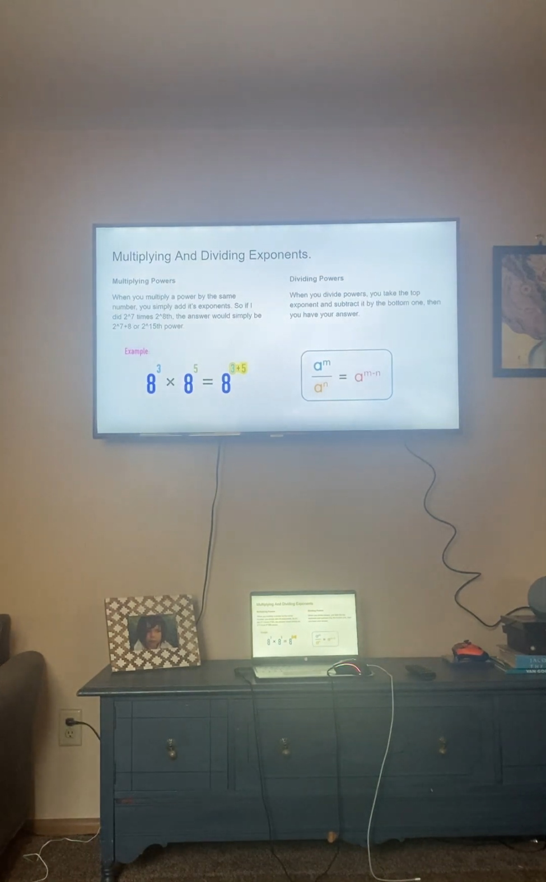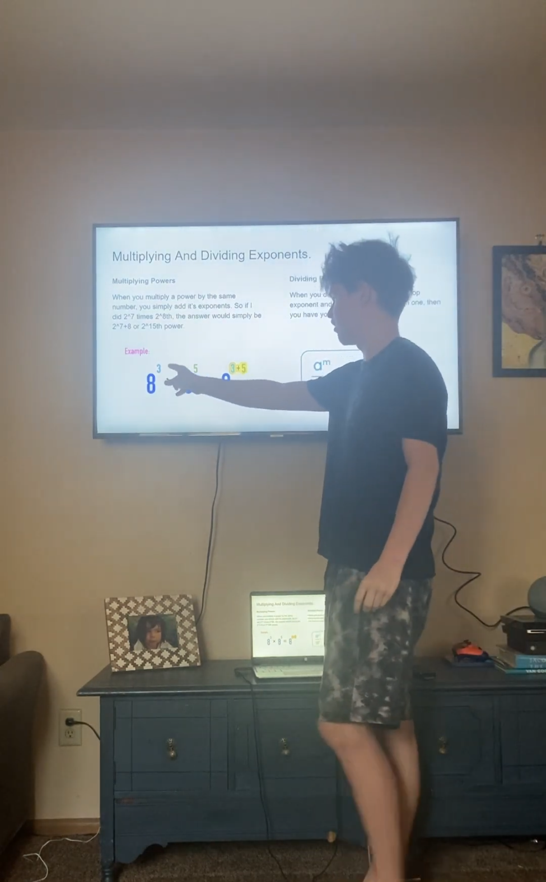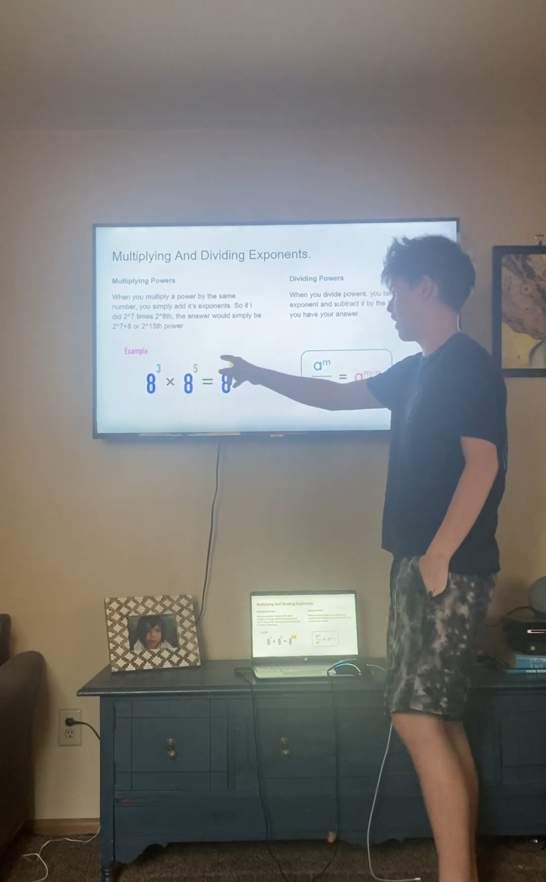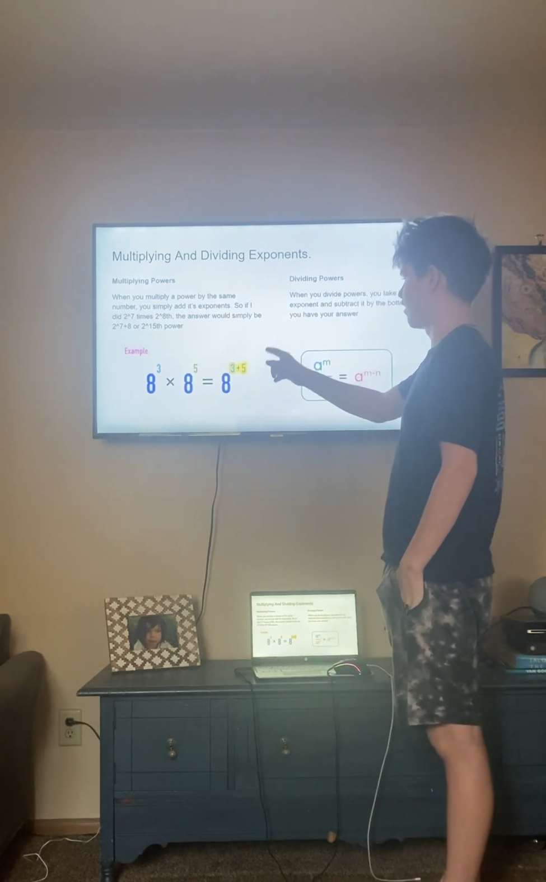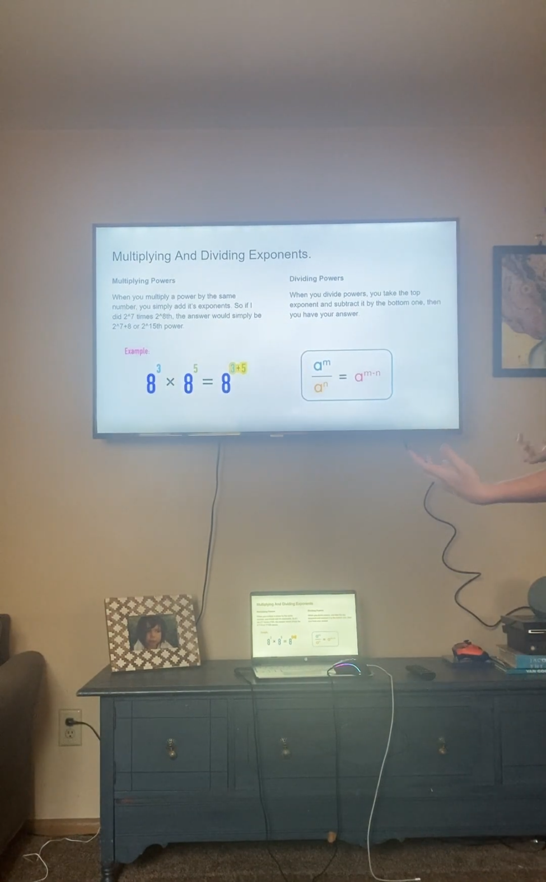Multiplying and dividing exponents. When you're multiplying an exponent by the same number, you simply add its exponents. So if I did 2 to the 7th power times 2 to the 8th power, the answer would simply be 2 to the 7th plus 8th power, or 2 to the 15th power. If I had 8 to the 3rd power times 8 to the 5th power, I would have 8 to the 3rd plus 5th power, which would be 8 to the 8th power.